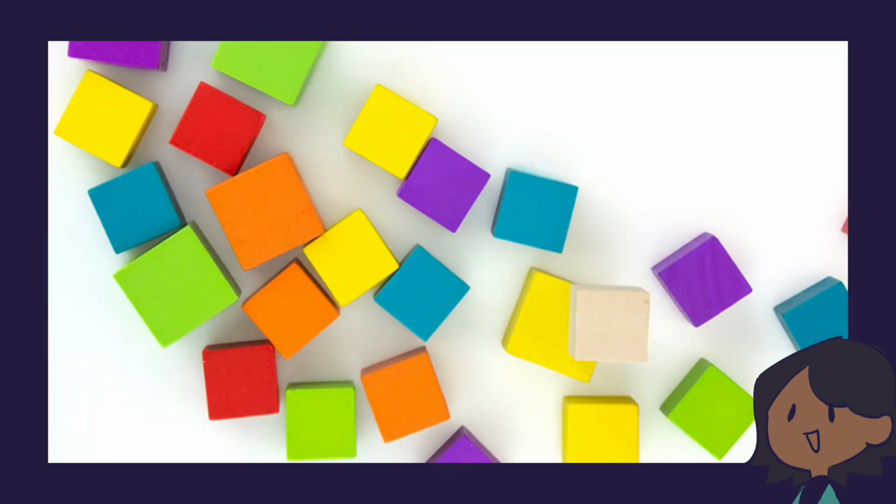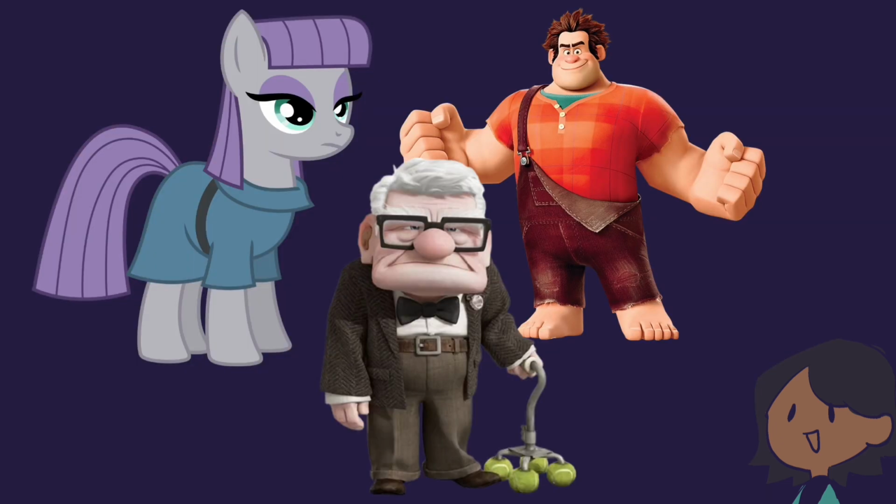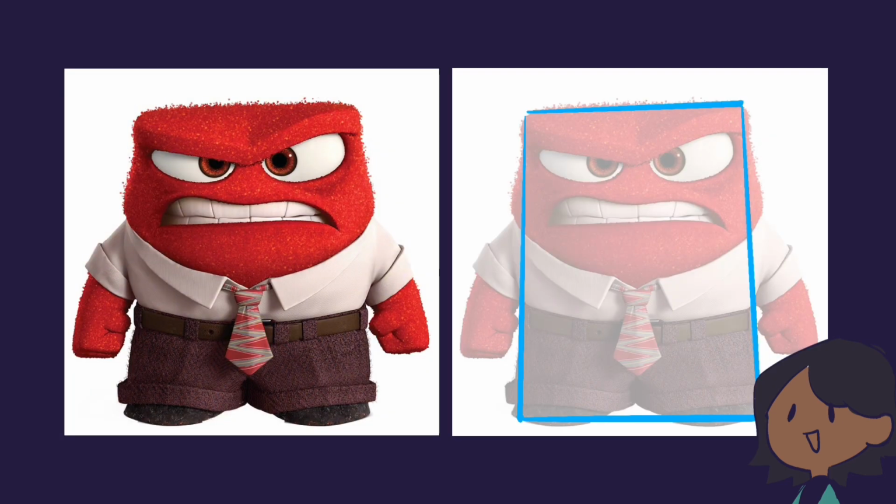Squares are typically used for more stoic, bulky, and/or stubborn characters. We can see this in use in our previous example of Inside Out. See how Anger is just one big square? This is to make the audience know that his personality will be super stubborn from the start.